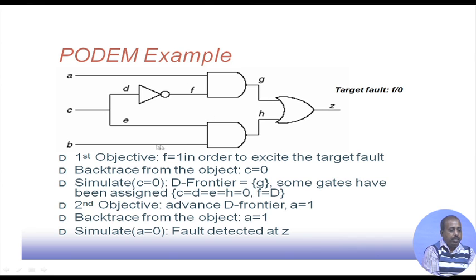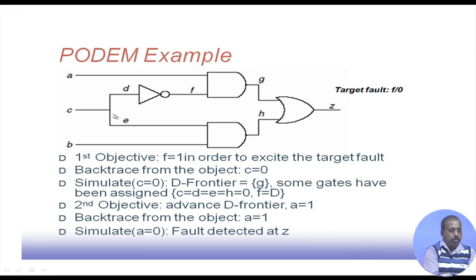So this is an example. Here the targeted fault is f stuck at 0. So for f stuck at 0, the first objective is f equal to 1, because to excite the target fault we need to first generate this particular target, f equal to 1. Now for f equal to 1, we need to backtrace from the objective c equal to 0.